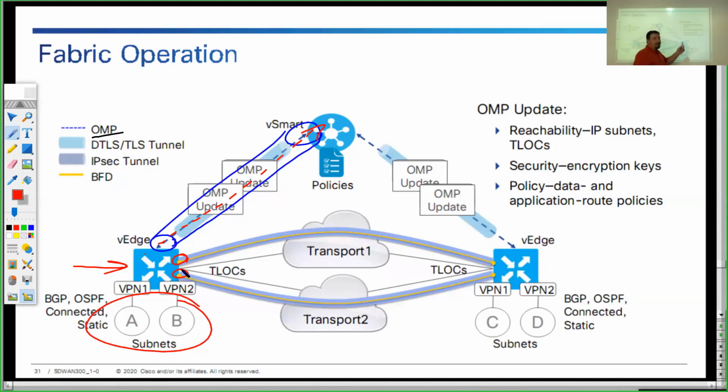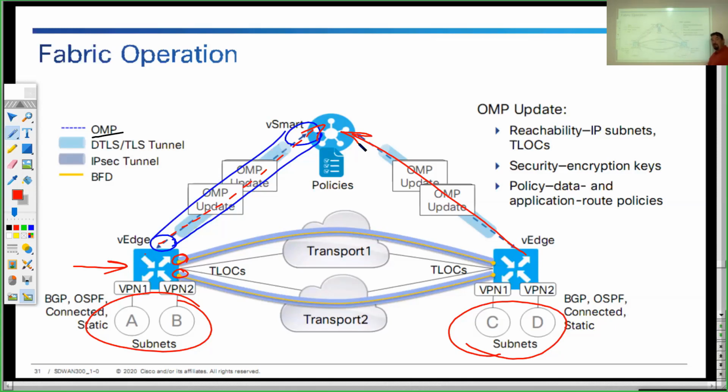You're going to see the same thing happening on the other vEdge. It's going to advertise its two subnets, C and D, out onto the vSmart controllers across that DTLS tunnel. Now, when I send that, the vSmart server is also going to send me the two routes that we have for subnets A and B. They're also going to then advertise out onto this other edge device how to reach these subnets C and D at the other location.